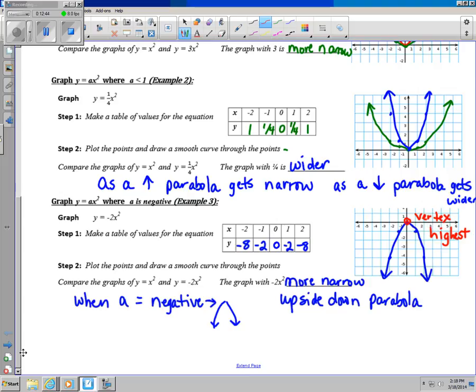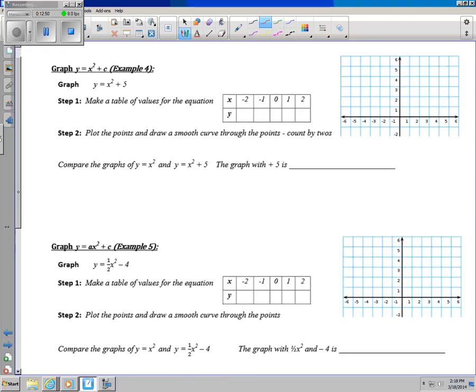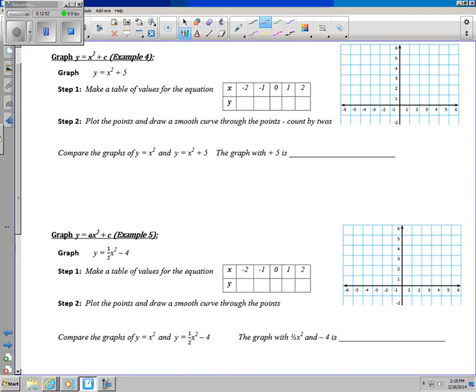Hopefully that makes sense. Okay, let's go to the back page and look at a couple other examples, just a few more. Now we're actually going to have y equals x squared plus c. So our a is going to go back to being 1 for now, but we're going to have that c term.